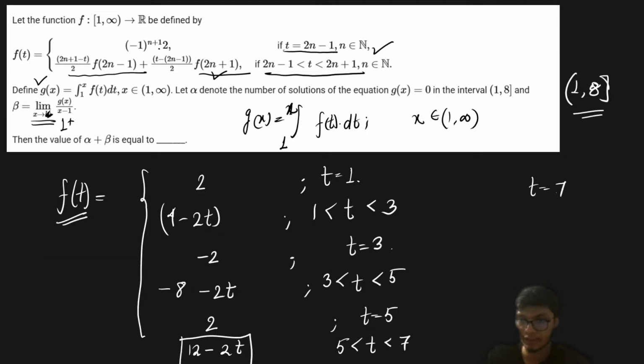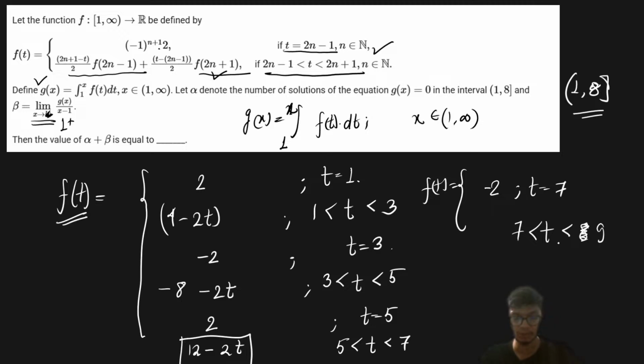Similarly, when t is equal to 7, the value of the function f of t becomes minus 2 again. And when t belongs to the interval 7 to 9, because then when t is equal to 9 that will come up, so in that interval, where t belongs to 7 to 8, that is basically equal to minus 16 plus 2t, right? So that is what we have as the given function f of t, right?